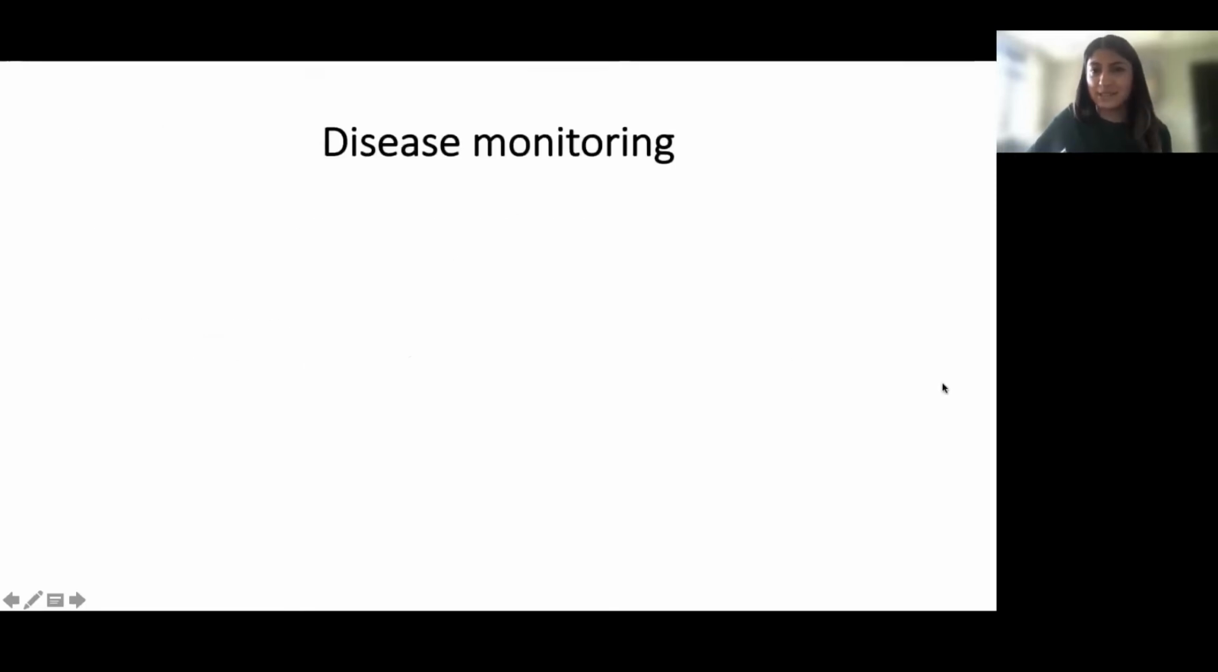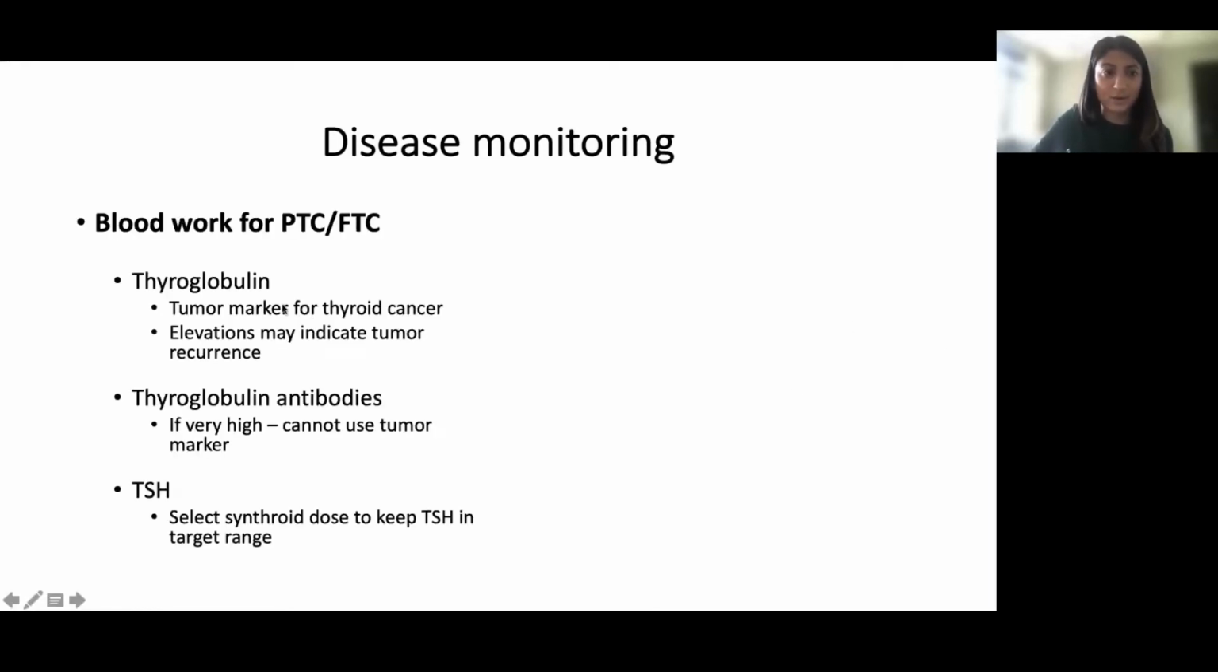So what is disease monitoring? How do we follow patients? And I've already mentioned this in a number of different ways, but just to go over it. So there's blood work that you can get for papillary and follicular thyroid cancer, and that's the tumor marker thyroglobulin. Importantly, this is only for thyroid cancer. So it won't give you any information about your risk of any other types of cancer. You still need screening tests, things like pap smears and colonoscopies and that sort of thing. This is just specific to thyroid cancer. And if the thyroglobulin level is going up, if there's elevations, that could indicate a tumor recurrence.